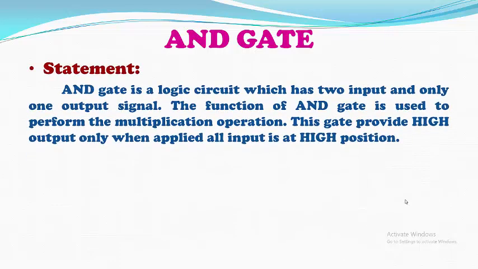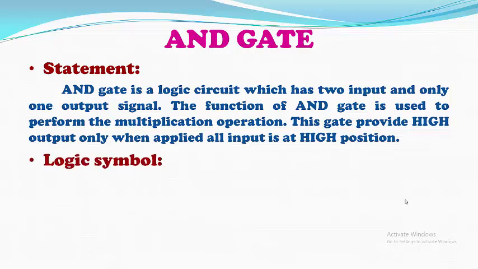Now we will see the second basic gate, that is nothing but the AND gate. The AND gate is a logic circuit which has 2 inputs and only 1 output signal. The function of the AND gate is to perform the multiplication operation. This AND gate provides high output only when all applied inputs are at high position.